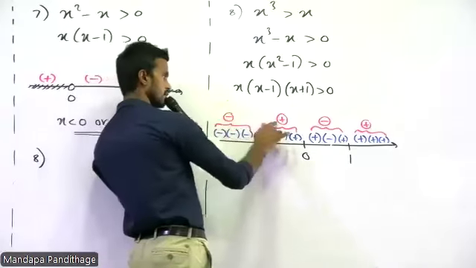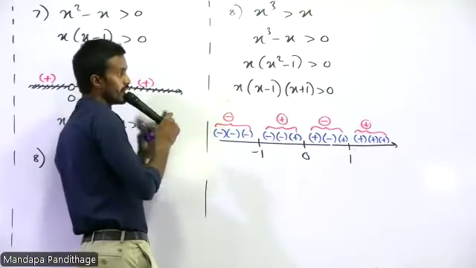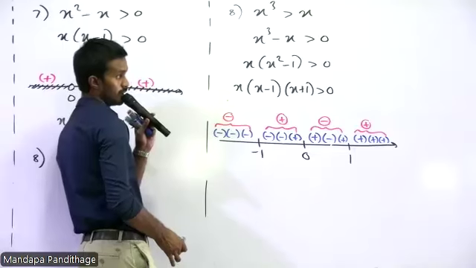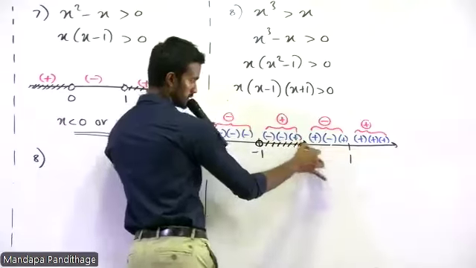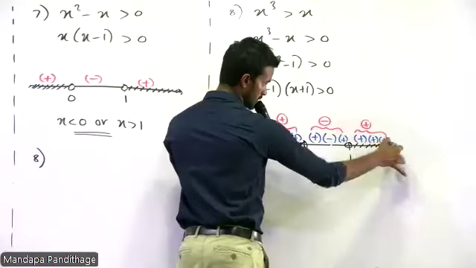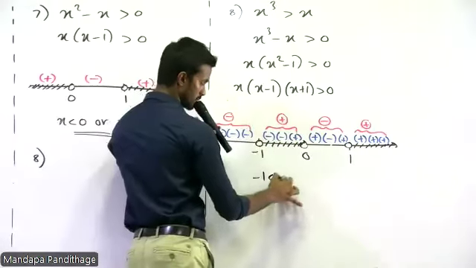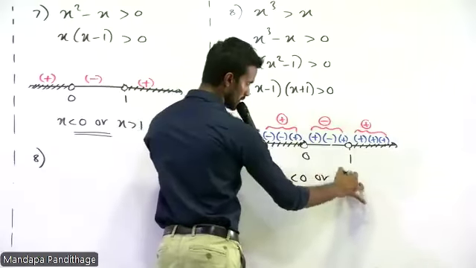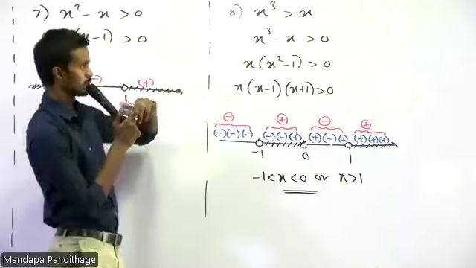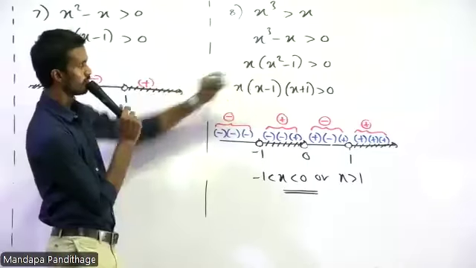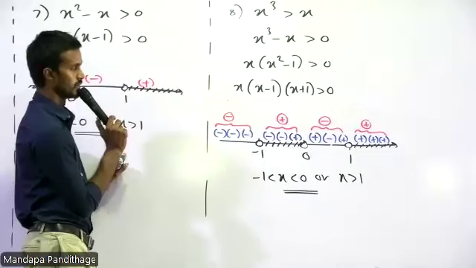So I'm writing this is negative, positive, negative, and positive. And there we have to find the region that is positive. It's positive in this region and this region. So it's positive in these two regions. X is greater than minus 1, less than 0, or x is greater than 1. Clear. So even though you're having 2, 3, 4, 5 factors, any number of factors, any type of linear or non-linear inequality, you can do this in this way.